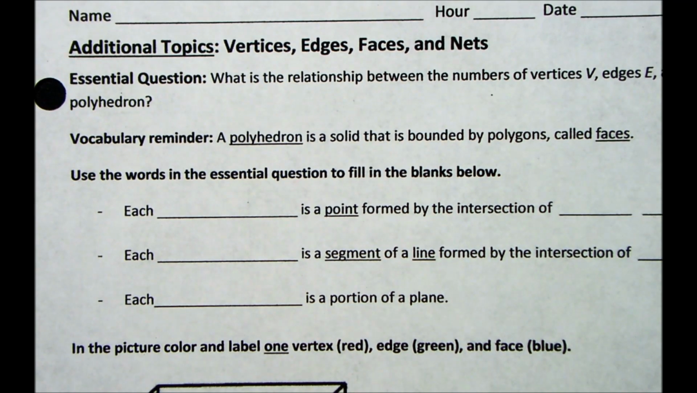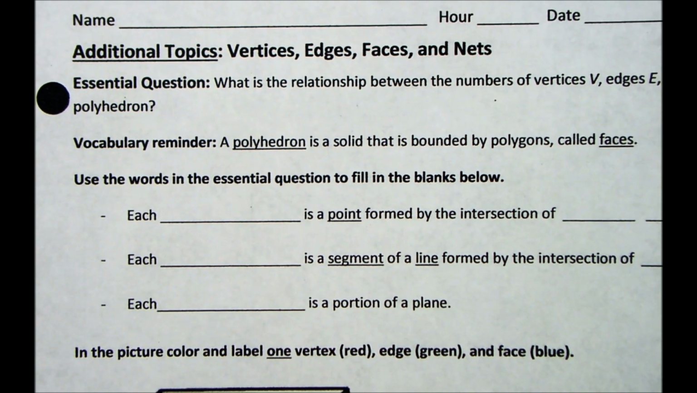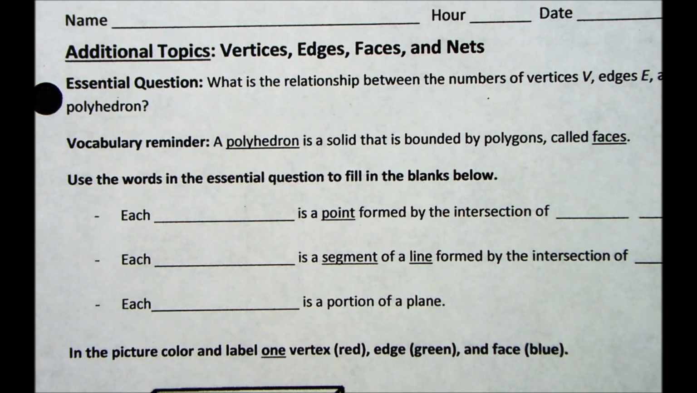This is a review of vertices, edges, faces, and nets. This is actually prior to Chapter 1. In Chapter 1 there's going to be a lot of geometry and we're going to be working with surface areas and volumes of three-dimensional objects. So in order to make sure that we all understand what each piece of a three-dimensional object is, we're going to review some of these vocabulary terms from geometry.